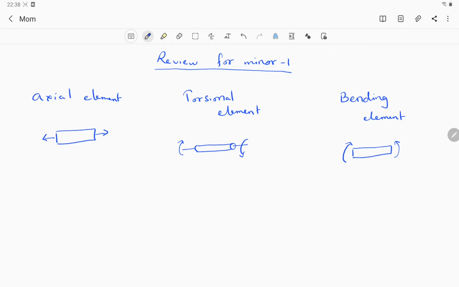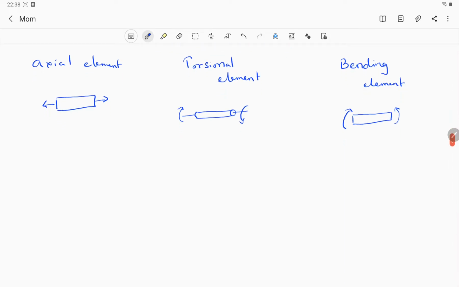Okay, fine. So now in axial element, first what we calculate is the reaction forces. Okay, so similarly in torsional element we will be calculating reaction torque. Okay, and in bending element we will be calculating the reaction bending moment. Okay, fine. So that will be our first step.